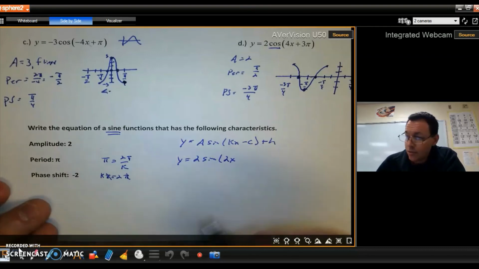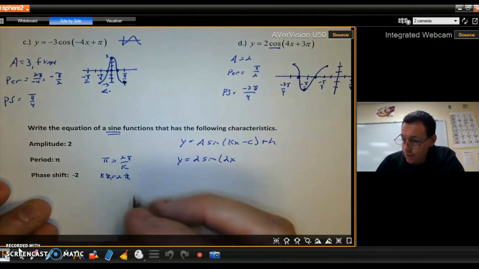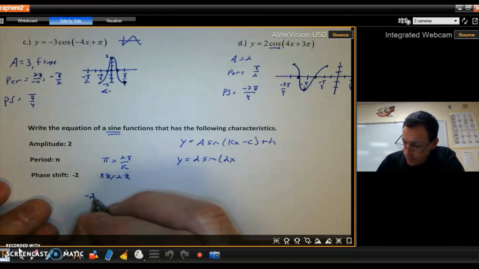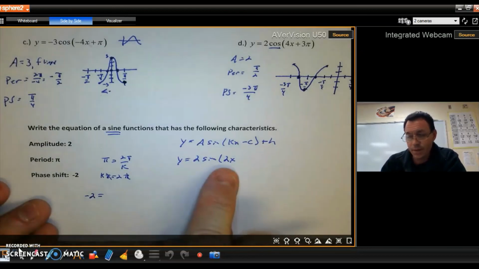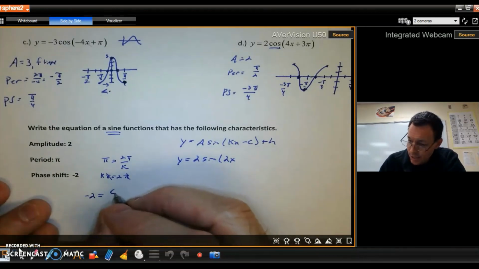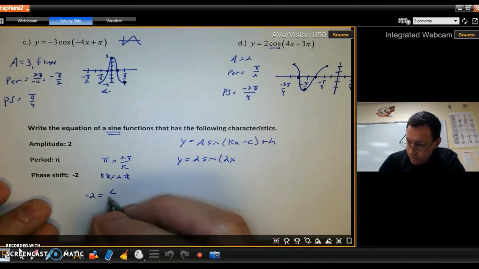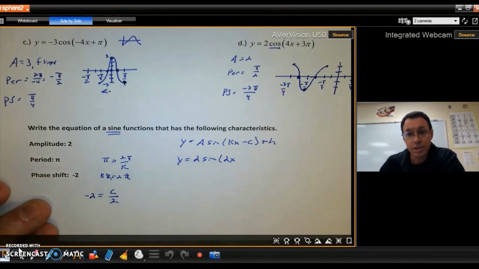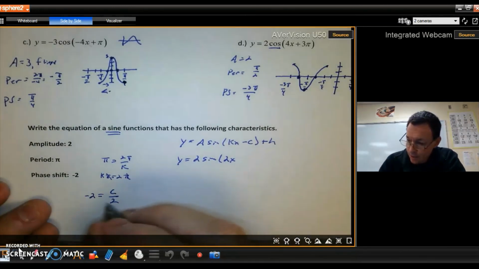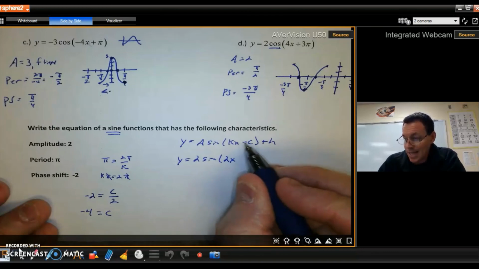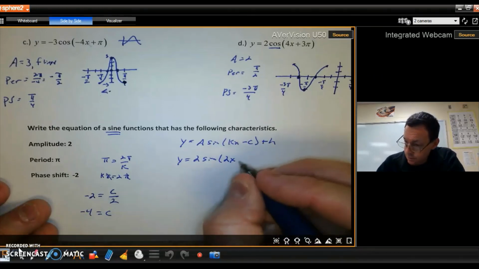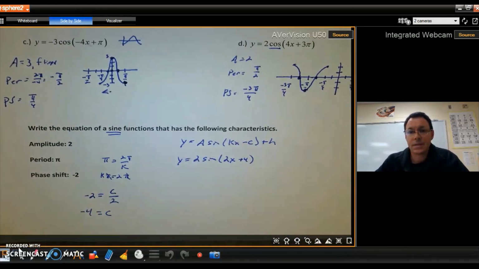Now remember, the formula for phase shift, which in this case is a negative 2, is c over k. But I know k. I found that in the last step. So c, the thing that I don't know, over k, which I do know, is negative 2. And a simple little cross multiplying gives me a negative 4. So there you go. Minus negative 4, so plus 4. And that's the formula.